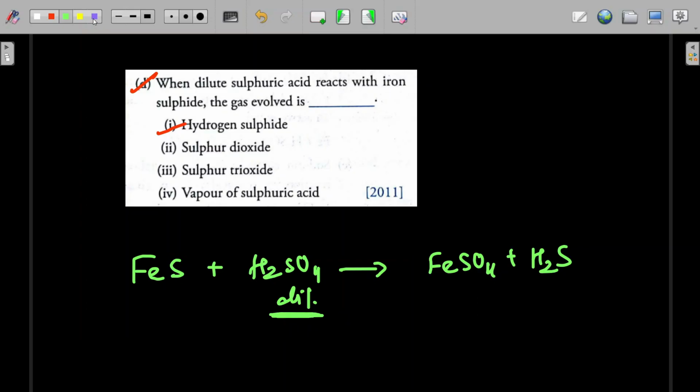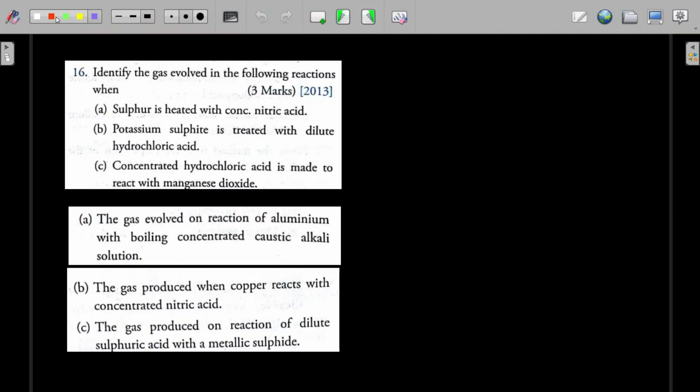Balancing you can do. No, it is already balanced now. Okay. Here, this is a second kind of question where you have to identify the gas. So always write the name of the gas. Don't take any risk by writing the formula. Just write the name, that will be enough.